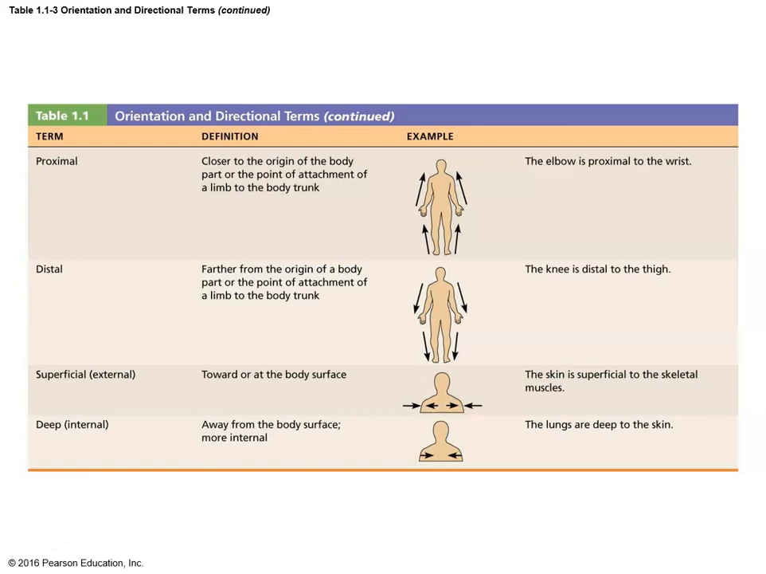The example for distal is the knee is distal to the thigh. So the knee is farther away from the hip than is the thigh. We could turn that around and say the thigh is proximal to the knee. The toes would be distal to the ankles. The ankles would then be proximal to the toes.